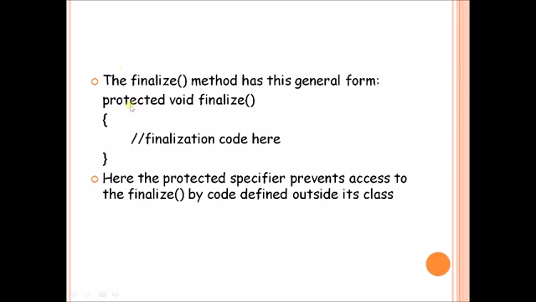Protected, which is the return type. I'm sorry, that's the specifier. Void is the return type, and finalize. And you give the finalization code here. So here you need to perform whatever action is required before an object is going to be destroyed. So here the protected specifier prevents access to the finalize method by code that is defined outside its class.